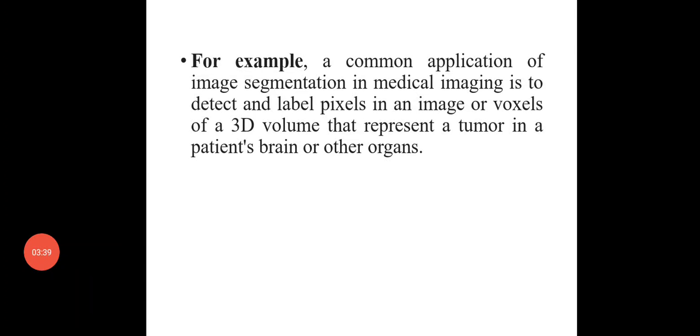Most of the segmentation algorithms in this chapter are based on one of two basic properties of intensity values, that is discontinuity and similarity. In the first category, the approach is to partition an image based on abrupt changes in intensity, such as edges. The principal approaches in the second category are based on partitioning an image into regions that are similar according to a set of predefined criteria. Thresholding, region growing, and region splitting and merging are examples of methods in this category.